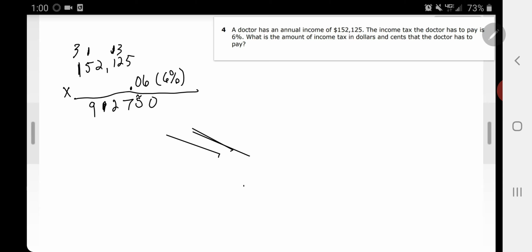Okay. And we can see that we only have 2 decimal places, or 2 numbers after a decimal place, because there's none here. But there are 2 here, so we're going to move it over. 1, 2. So it looks like he'll be paying $9,127.50 in taxes.